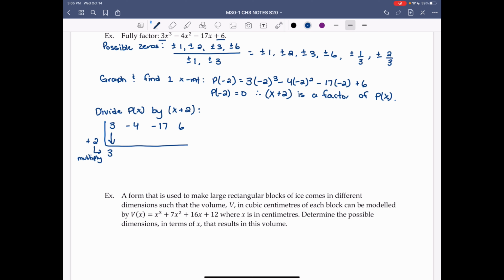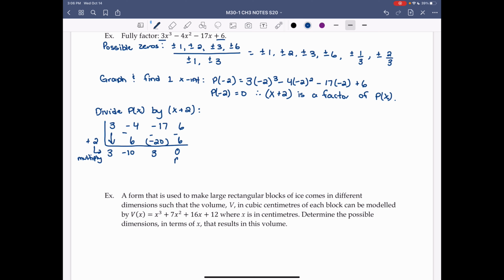2 times 3 is 6. Subtract. -4 minus 6 is -10. 2 times -10 is -20. Subtract. -17 minus -20. -17 plus 20, which is 3. 2 times 3 is 6. Subtract. 6 minus 6 is 0.